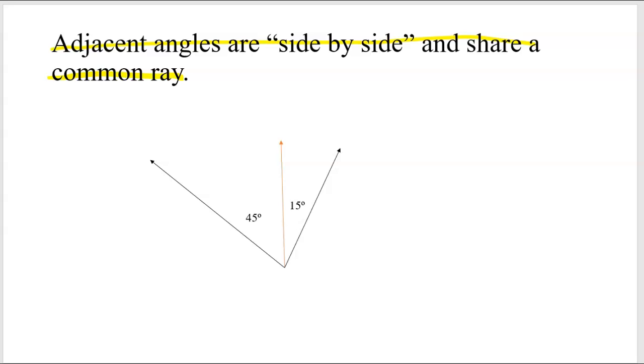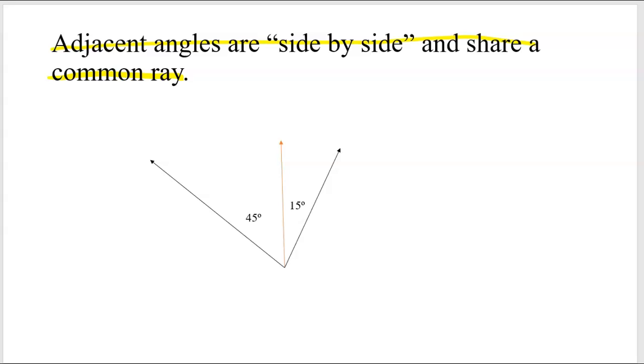So in here, my adjacent angles are 45 and 15. You can see that the orange line is that common ray. Make sure that you at least have one picture copied down for adjacent angles. And again, at any point, please pause the video to copy everything down.